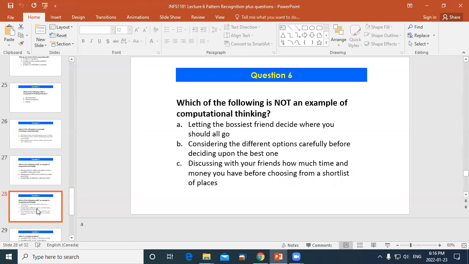Which of the following is not an example? Another one. Bossiest friend decide where you shall go. That's an example of psychological thinking, and psychology, they say, is a science. Considering the different options carefully before deciding upon the best one. Discussing with your friends how much time and money you have before choosing from a short list. So which one is not? Yeah, letting the boss, yes, that's not computational thinking. As I said, that's psychological thinking, right?